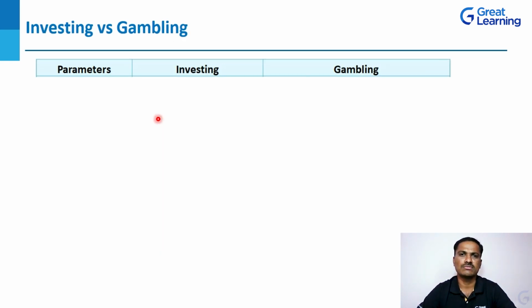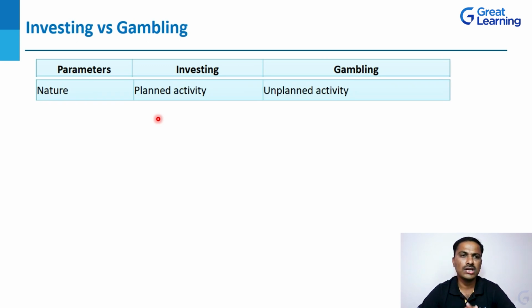Many times we use these terms. Yeah, so investment is also kind of gambling. And if you invest in stock market, people say it is equal to gambling while you're investing. Is it fact? No. There is a significant amount of difference between investing and gambling. What differentiates between investing and gambling? If you look at the nature of investing, activities are planned activities.